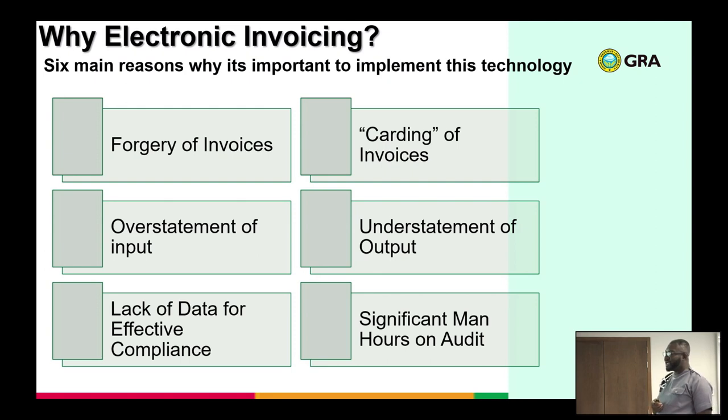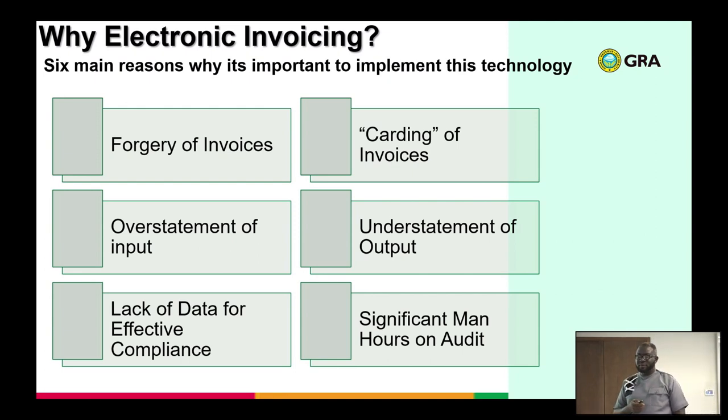We have what we call carding, where some taxpayers issue invoices and put a card between the original and the carbon copy. They write a lower amount on the carbon copy, and a higher amount on the original when the invoice is issued. Then they pocket the difference between what is collected and what is paid to the authority. These two, together with a lot of other infractions, lead to overstatement of input and understatement of output. And of course, this results in loss of revenue to the authority.